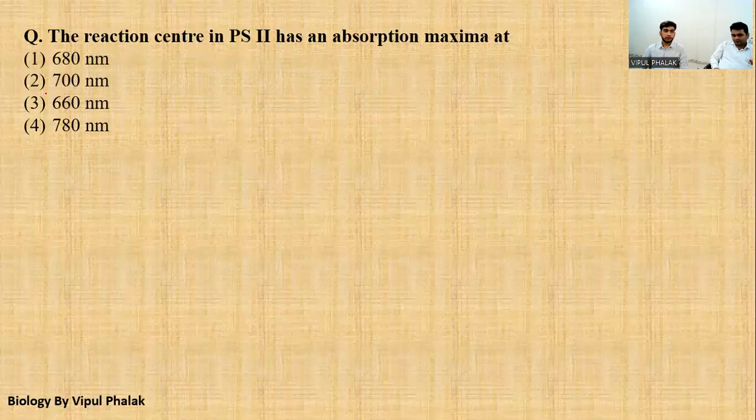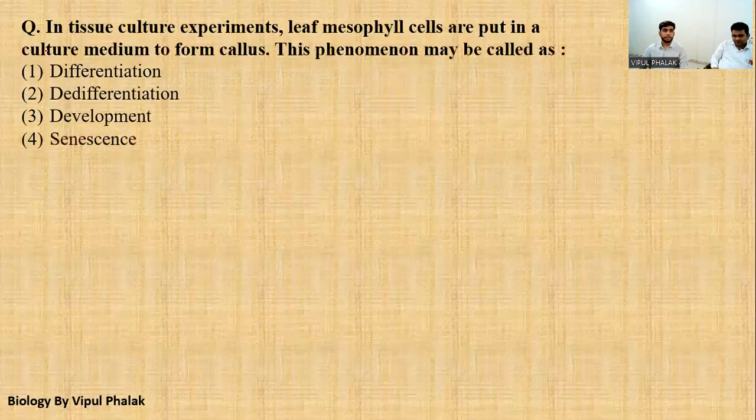Next question we got. The reaction center in PS2 has an absorption maxima at. We know that there are two photosystems, PS1 or photosystem 1 and PS2, photosystem 2. We know that PS1 has maximum absorption at 700 nanometer and PS2 has maximum absorption at 680 nanometer. In the question, we have been asked for PS2, so 680 nanometer, option 1, is correct.